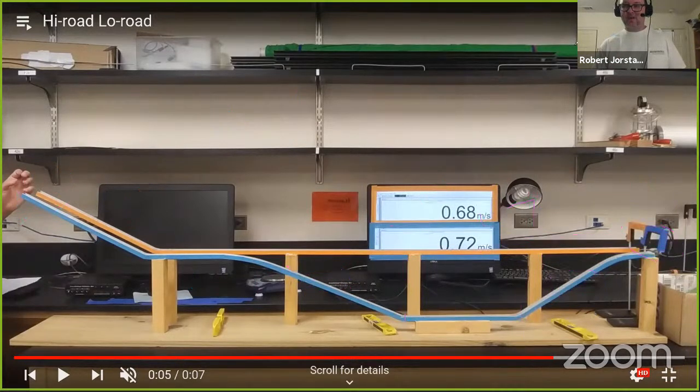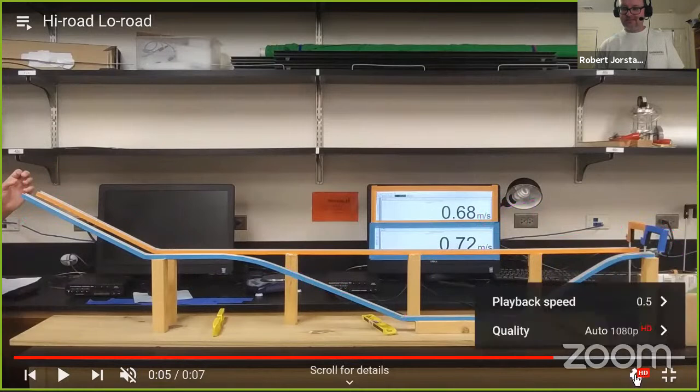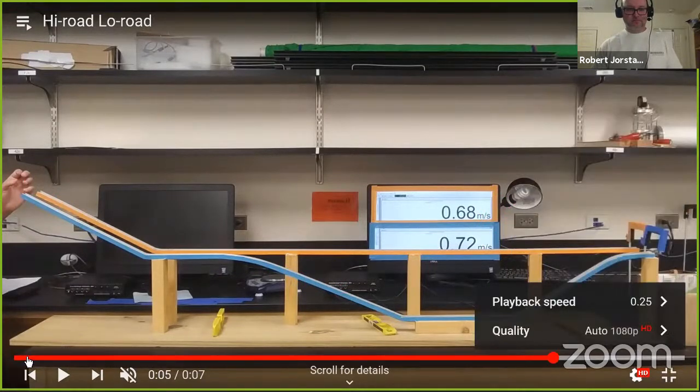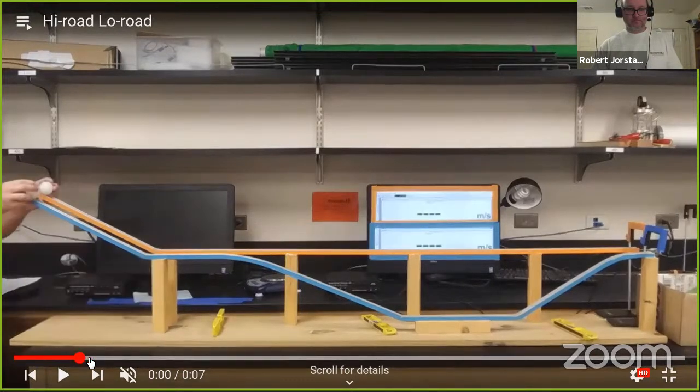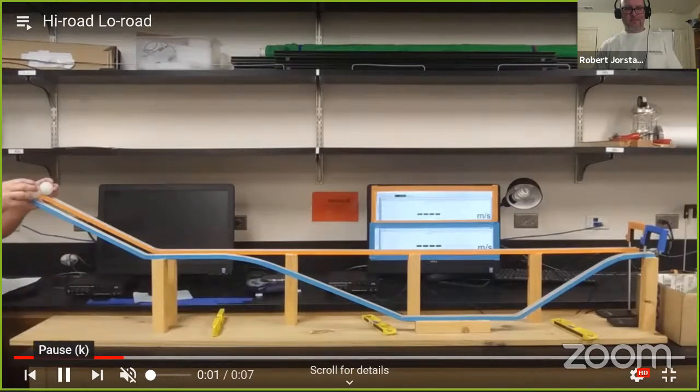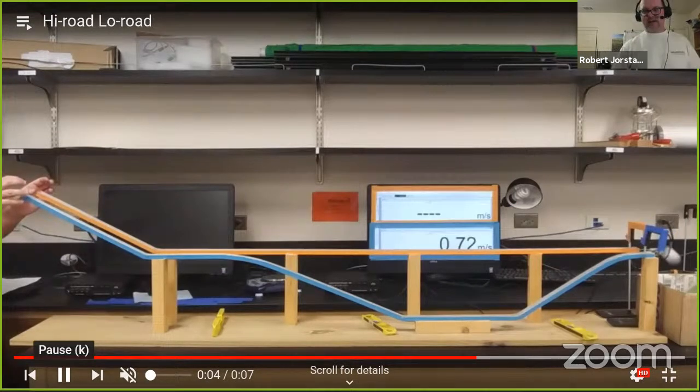So let's clear that out and watch it one more time in slow-mo. Here we go. They're pretty much released from rest at the same time. There we see the bottom one gets ahead. And so that's kind of cool.